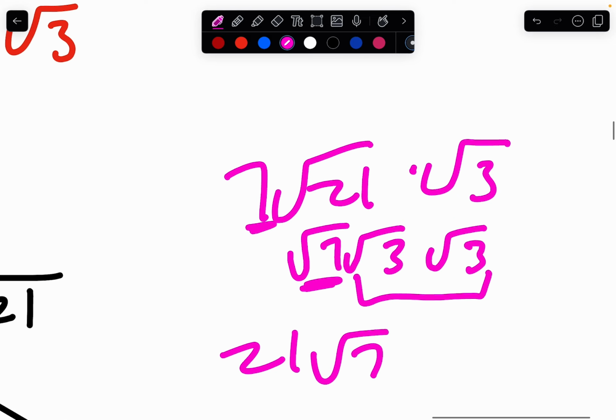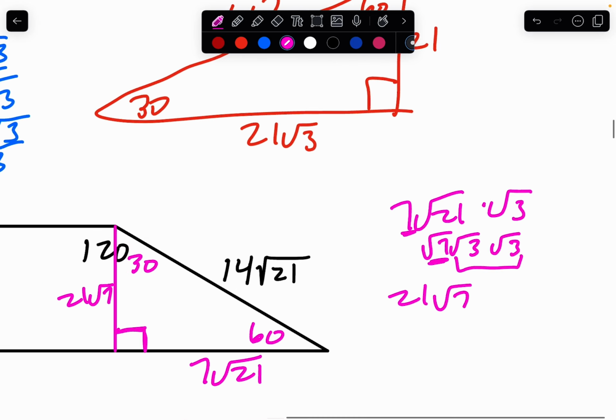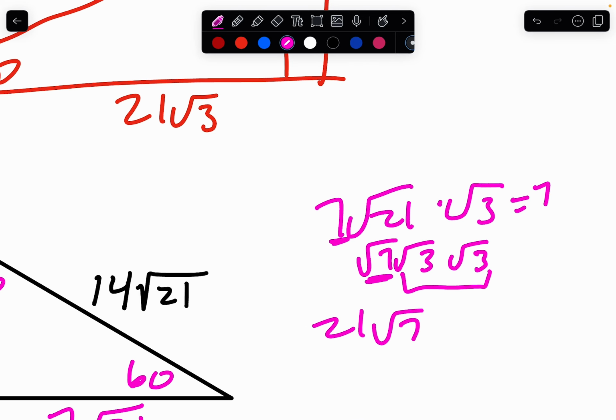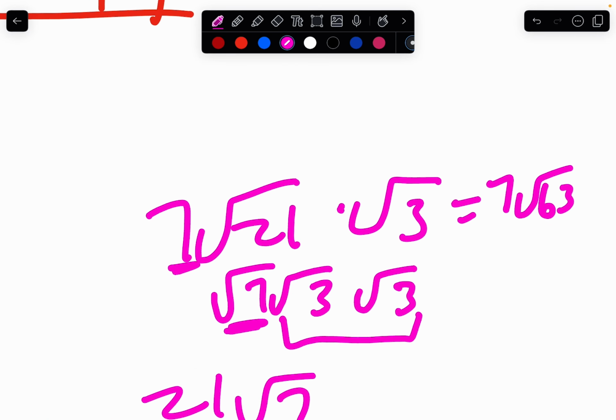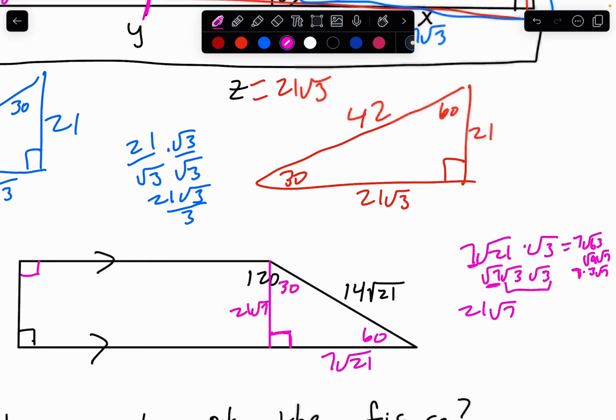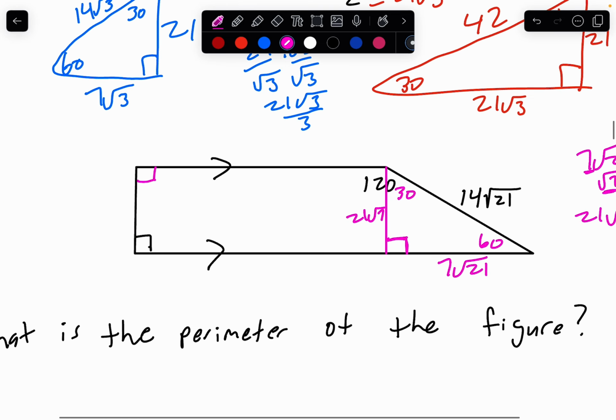Did I do it right? Yeah. An alternative way to do it would be to call this 7 root 63. Root 63 is like root 9 times root 7, which is 3 root 7. But don't forget there was a 7 in front. So 7 times 3 is 21 root 7. And that height would be the same all the way across. So this would still be 21 root 7.